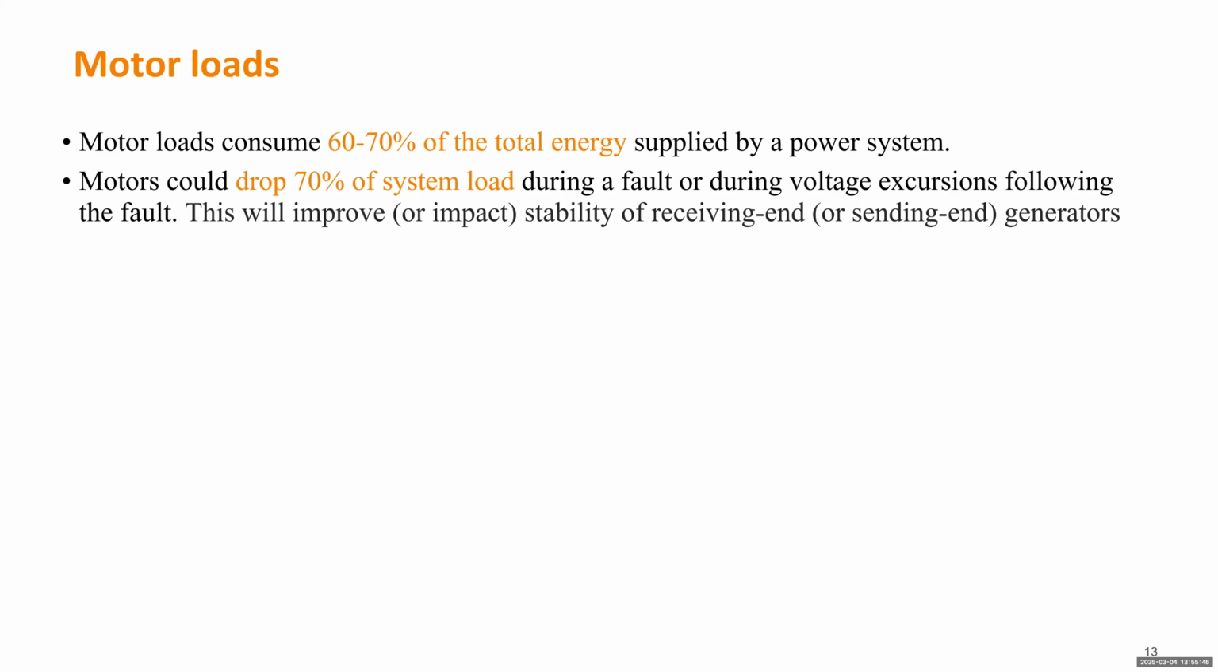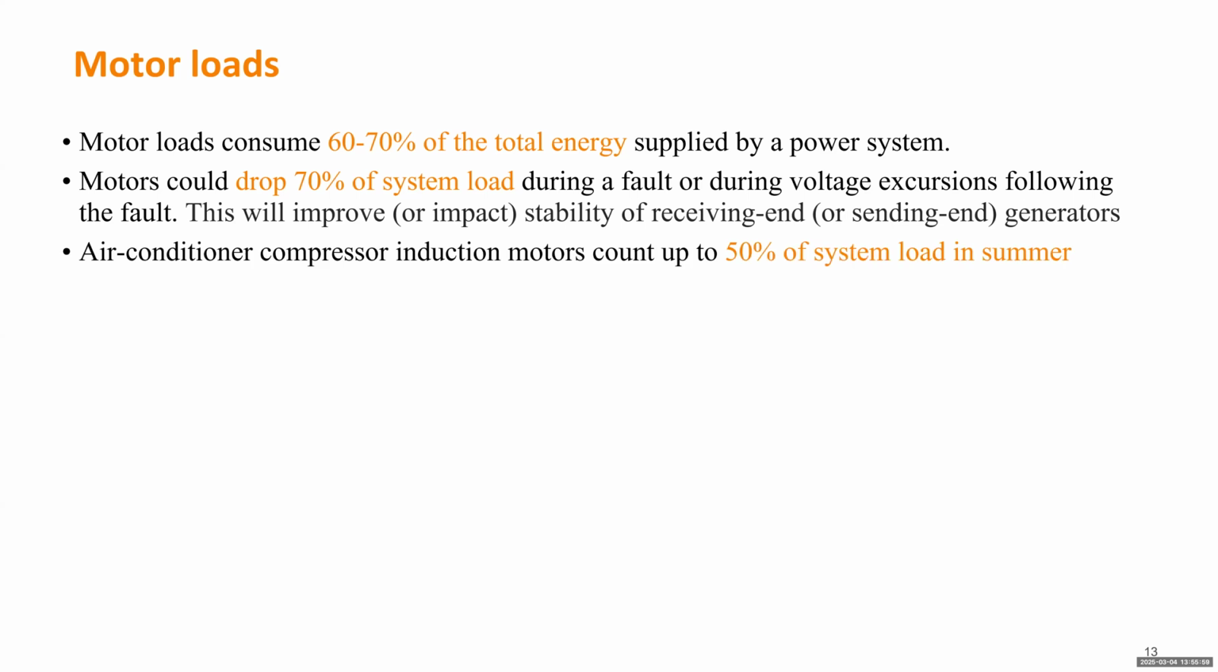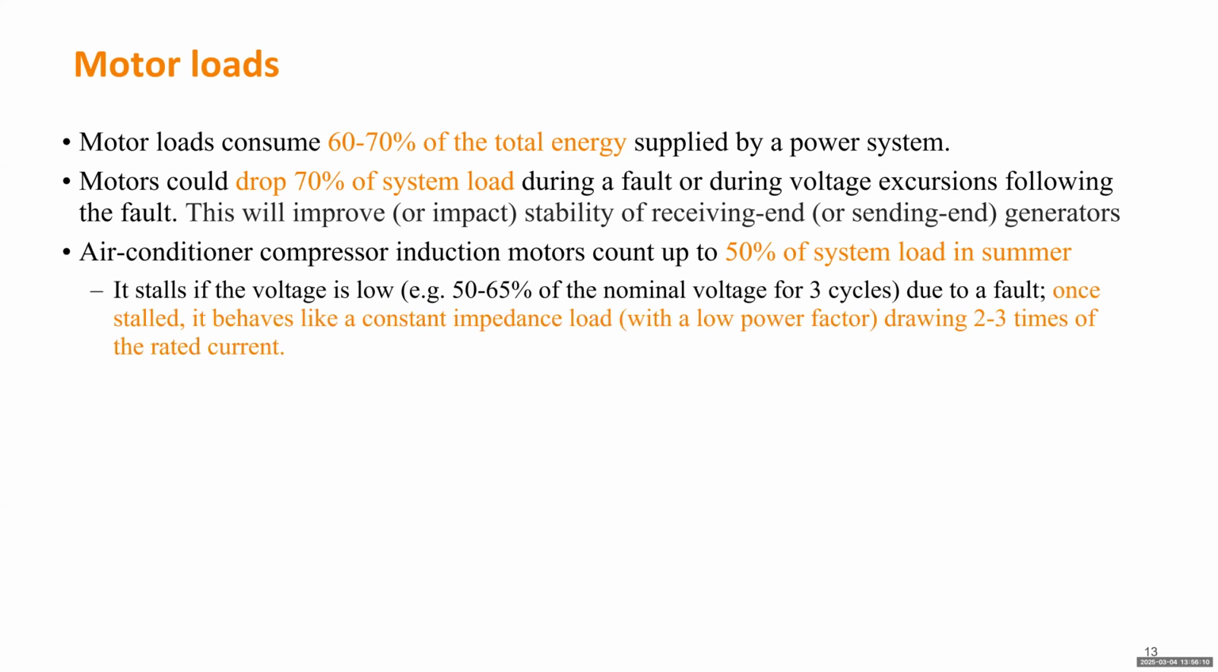So their impact to the system will depend on where they are. If they're at the receiving end, they can benefit the stability. But if it's at the sending end, they can make the stability worse because they will change the net load, the net generation in the area where they are located. Air conditioner, compressor, induction motors, they count up to 50% of system load in summer, especially in the hot area. So they can stall if the voltage is low, like 50 to 65% of the nominal voltage for 3 cycles right after a fault.